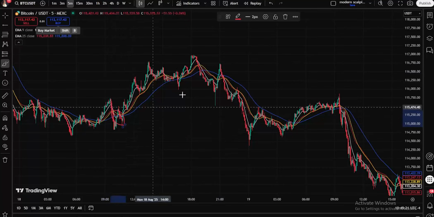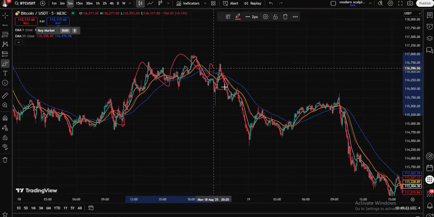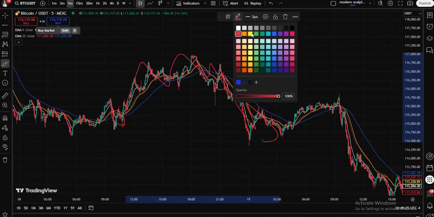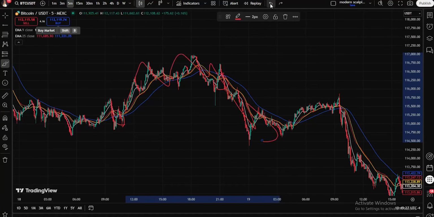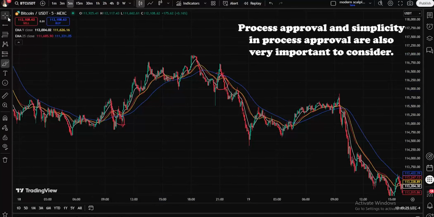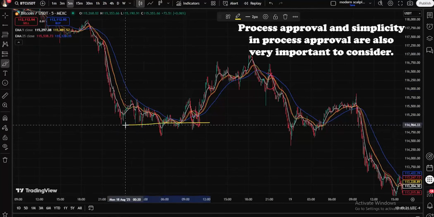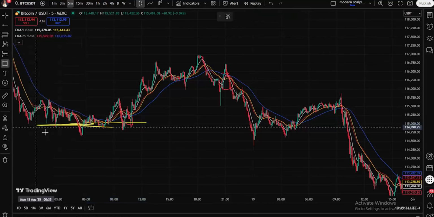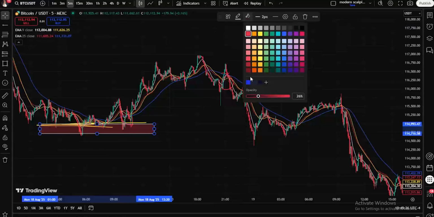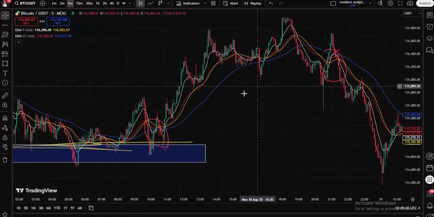Advantages of the strategy. Simplicity of implementation. The rules of this method are very clear and specific. Just place 4 EMAs on the chart and wait for the crosses and confirmation of the trend. Even novice traders can learn it very quickly.